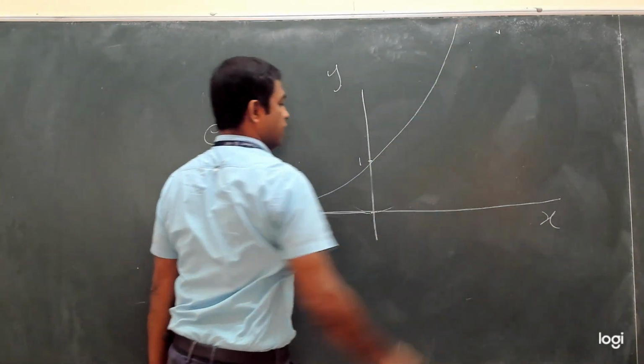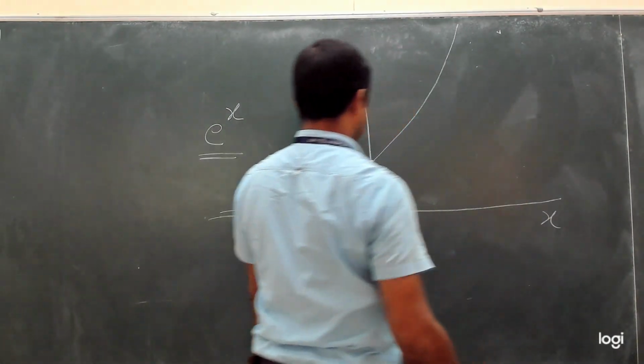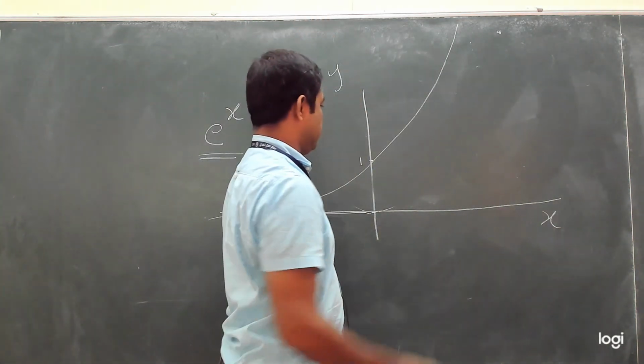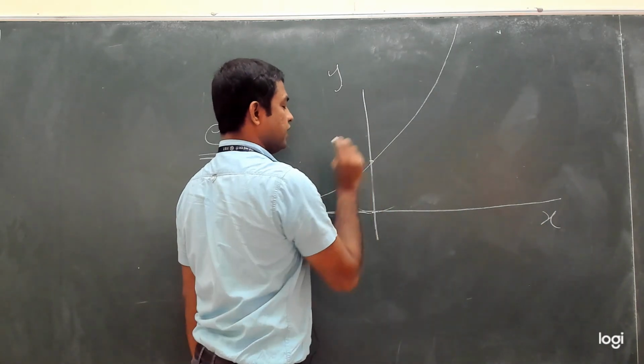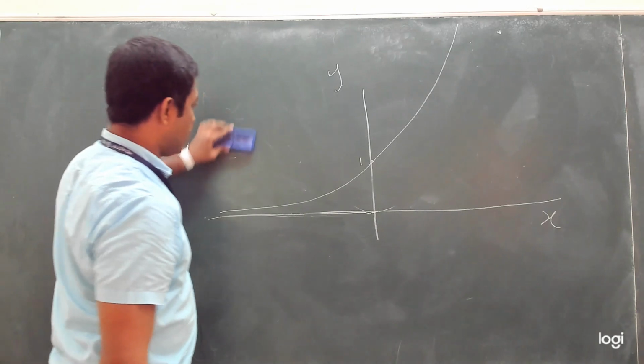Okay, so very fast it goes to infinity because it is an exponential function. It is exponentially blowing up to infinity. Okay. So here the slope is 1. Okay. So that is fine. So now you understood this.